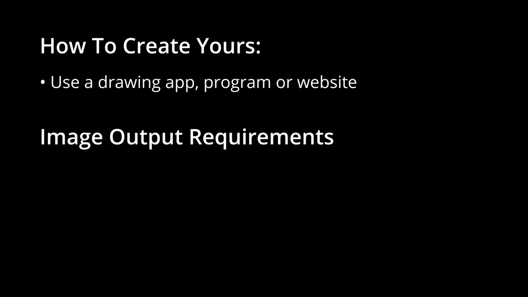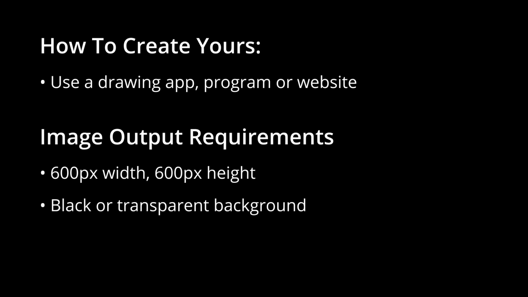So to create your firework, you'll need some digital drawing software. You can use anything you want as long as the final image satisfies these three basic requirements. The image must be 600 pixels across and 600 pixels high. It needs to be on a black or transparent background. That's because we take the background away when we're animating it. And it must be a PNG file. This preserves transparency and clarity of the image.